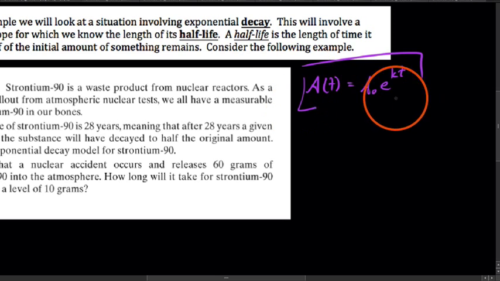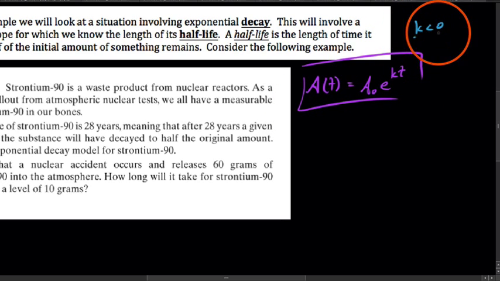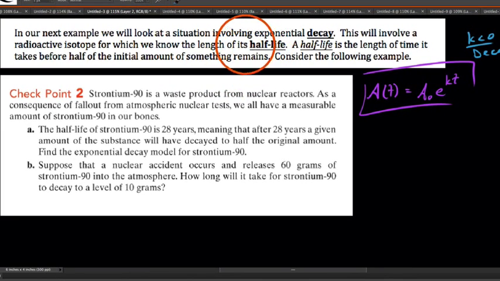and this can always be expressed this way, but in this particular video we're going to look at an instance where k is less than 0, or where we have a decay model. And in this particular example, we're going to look at the example that includes a half-life of a radioactive isotope. So let's read this here. It says this is going to involve a radioactive isotope for which we know the length of its half-life.